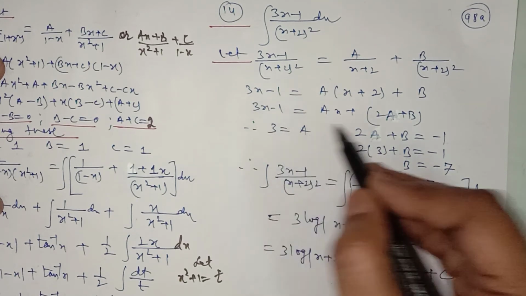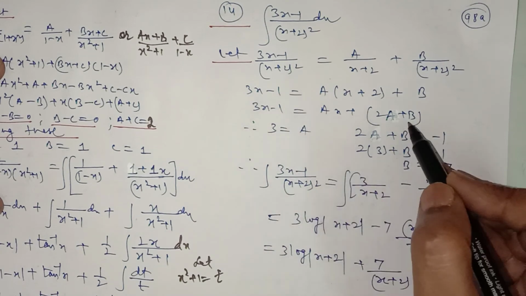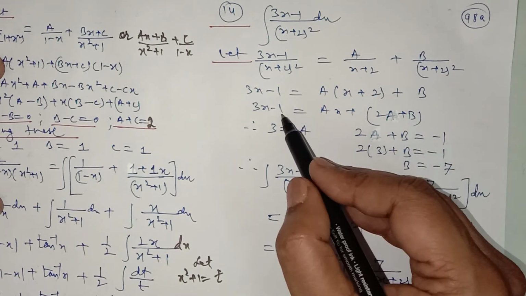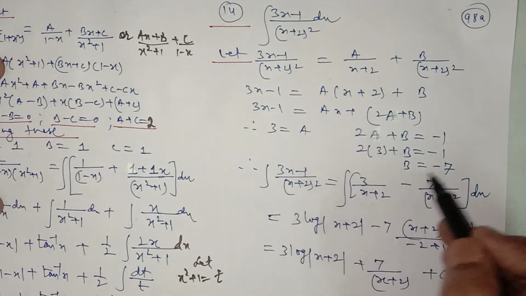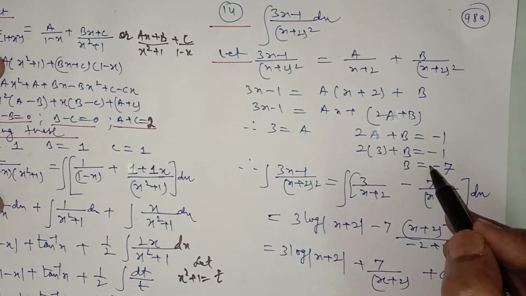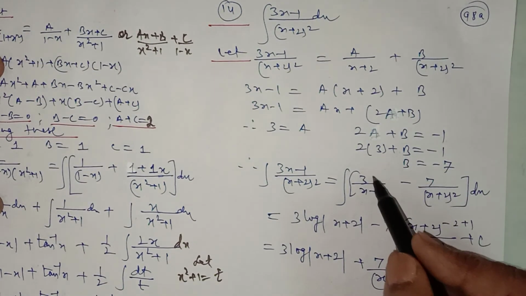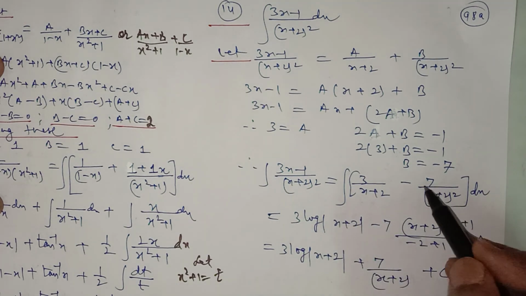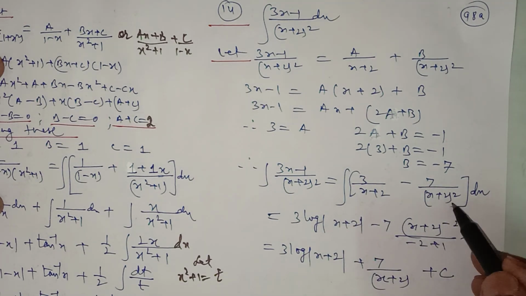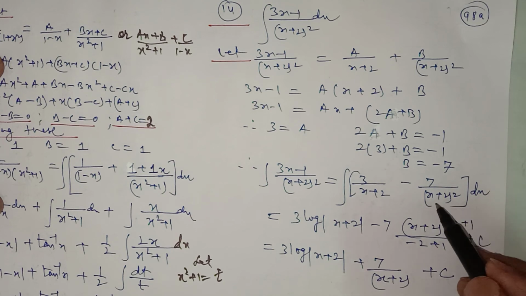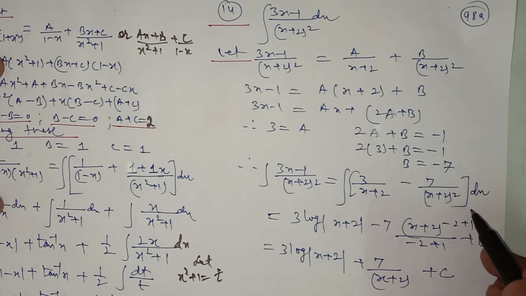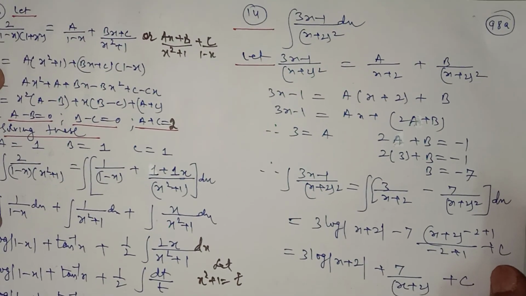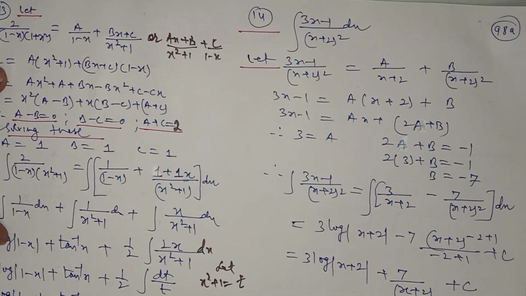So A will be equal to 3 and 2A plus B equal to minus 1, because 2A plus B is the constant term and minus 1 is also the constant term. So simplify these equations, you will get the values of A and B, put them here, and it is simple: 3 log of mod x plus 2, and it is whole square, so minus 7, x plus 2 brought into the numerator with power minus 2, so x plus 2 raised to power minus 2 plus 1 upon minus 2 plus 1, plus C. So this is the questions up to question number 14 of the integration by partial fractions.